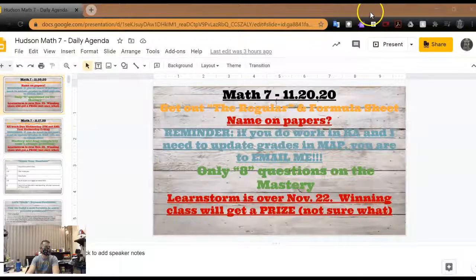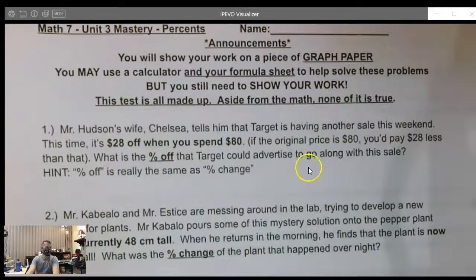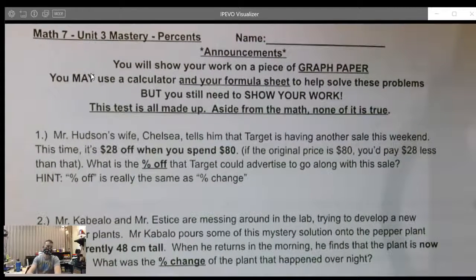All right. So anybody at home, we miss you here at school, but hey, we're all going to be at home here pretty soon. So we're going to talk about the Unit 3 Mastery and answer any little side questions or stuff to help you get to the point where we can solve.